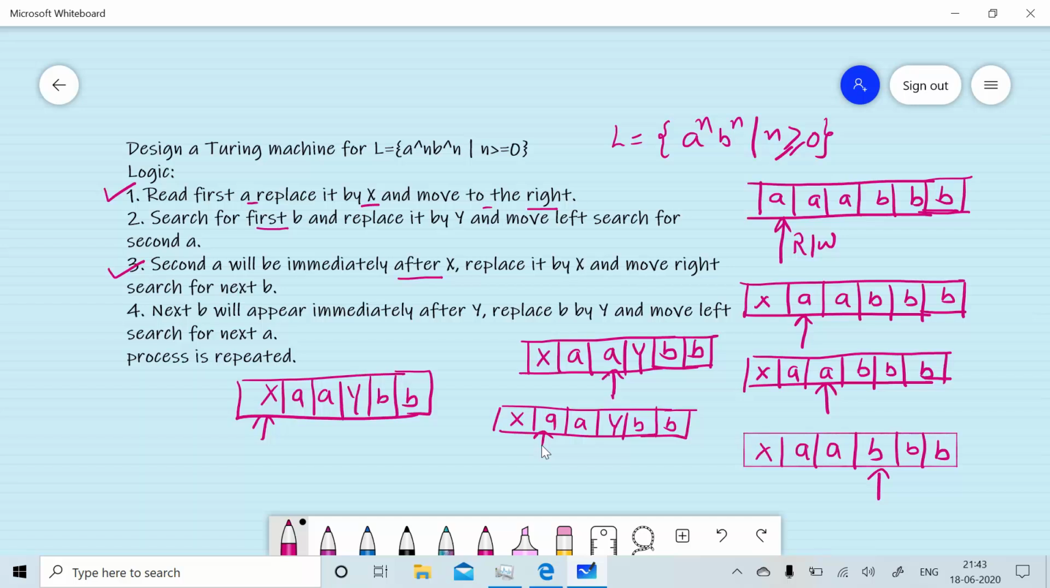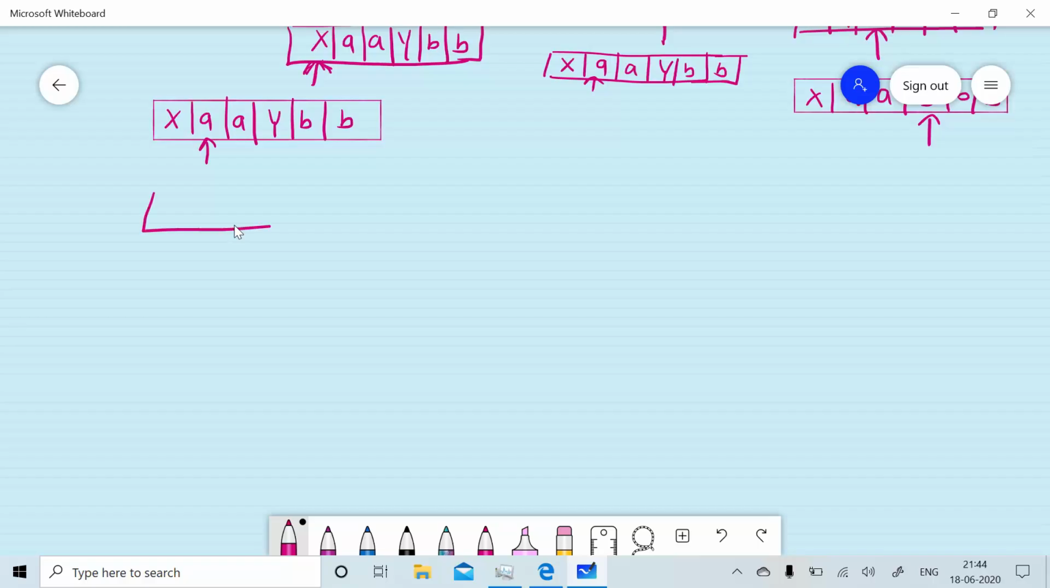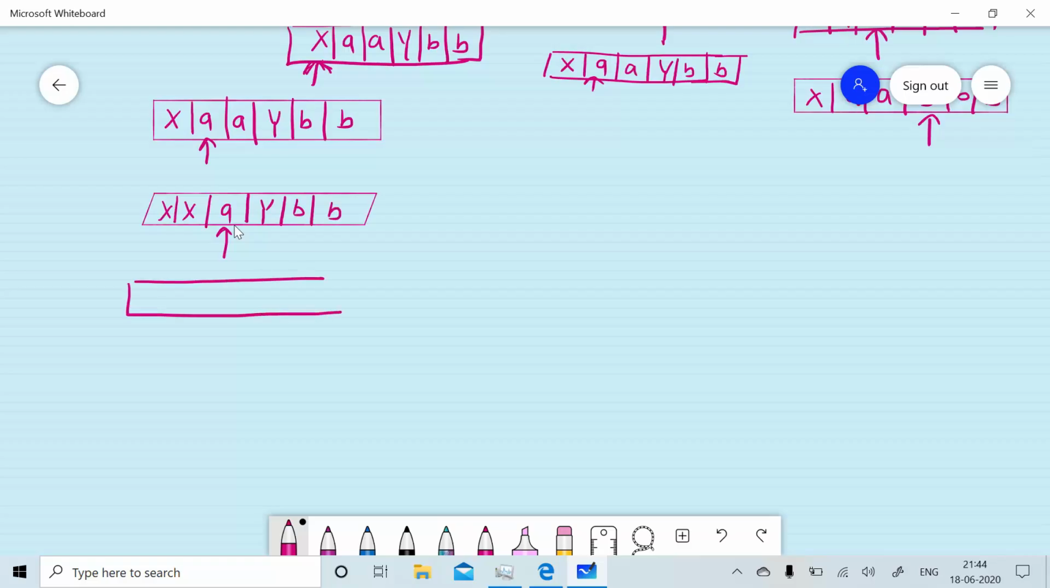Now the second A will occur immediately after X. So we will keep X as X and our read write head will point to the next A, and this will be our second A. So we will replace the second A by X, and now we will search for the next B. The next B will occur immediately after Y. So A is replaced by A, and our read write head will move to the next symbol. So X, X, A, Y, B, B.